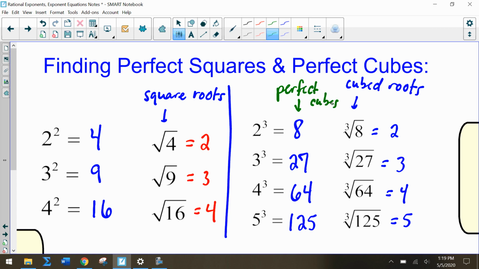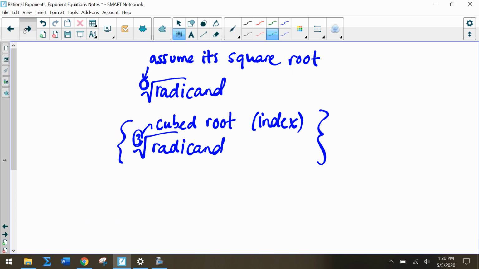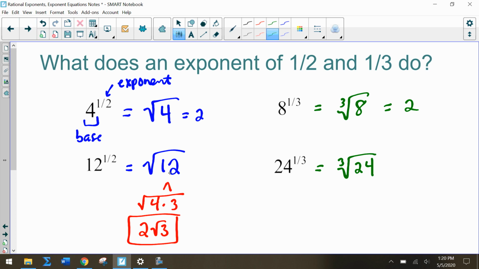2 times 2 times 2 is 8, 3 times 3 times 3 is 27, 4 times 4 times 4 is 64. So these are the numbers that we're looking for. And when we're taking square roots, we want to look for perfect squares, which is why with the square root of 12, we had 4 and 3. We wanted a 4 because we could take the square root of 4 and get 2.